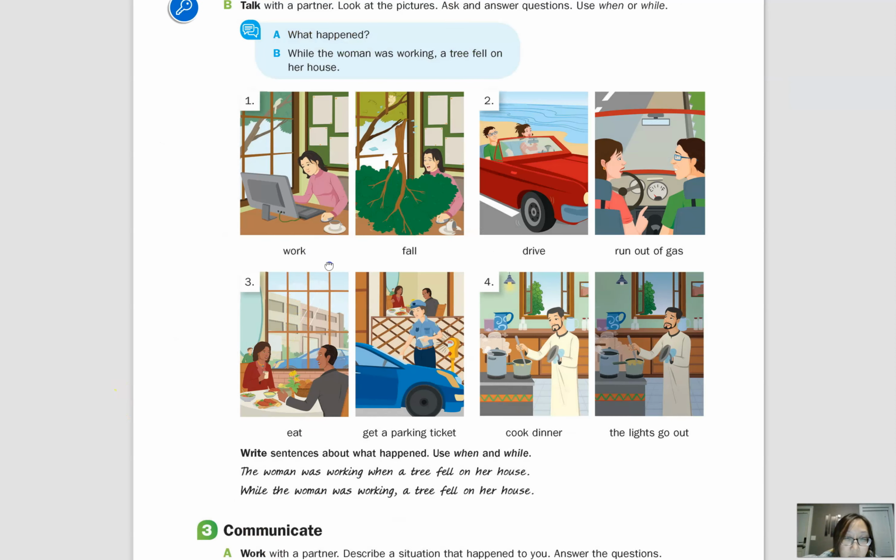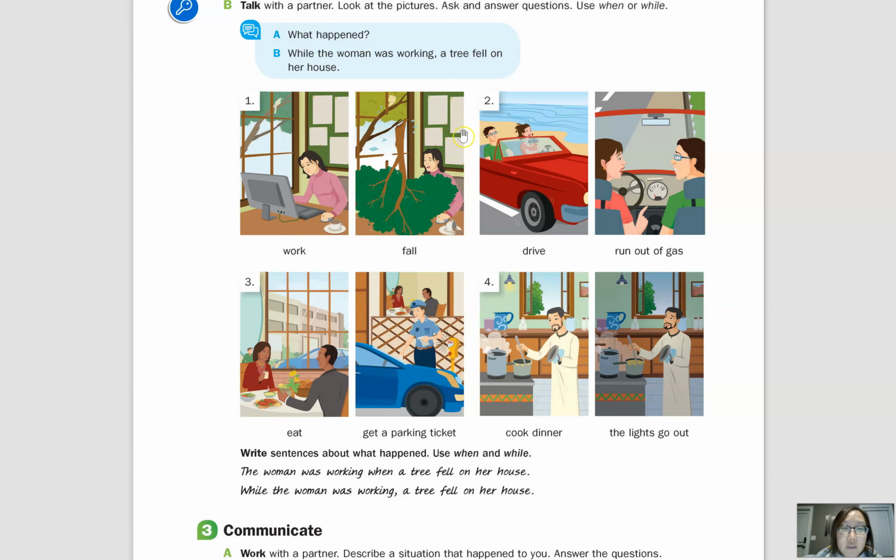Okay, so let's look at the next page. Exercise B. It says, talk with a partner, look at the pictures, ask and answer questions, use when or while. So as I mentioned, we use when with the past tense for the interruption, the sudden event or activity. And then we use while with the continuous or ongoing activity that was already happening when the interruption happened. Okay, so I know again it can be confusing, but with more and more practice it should become easier.